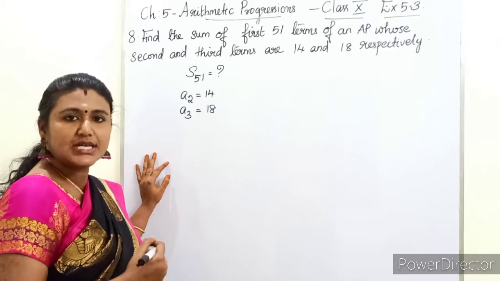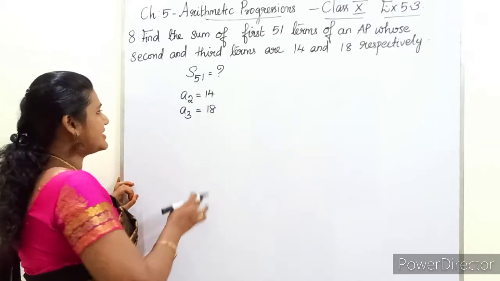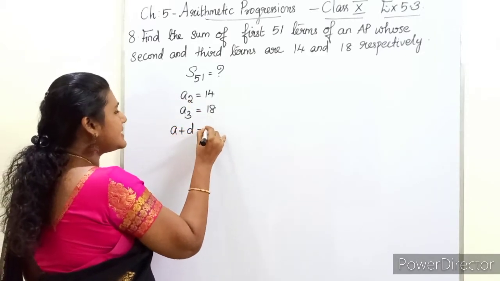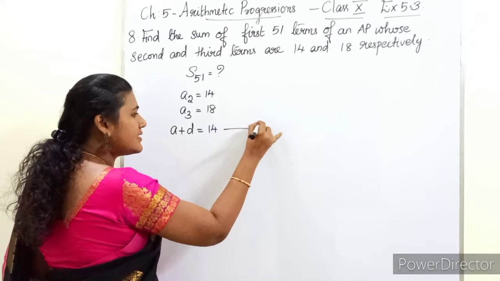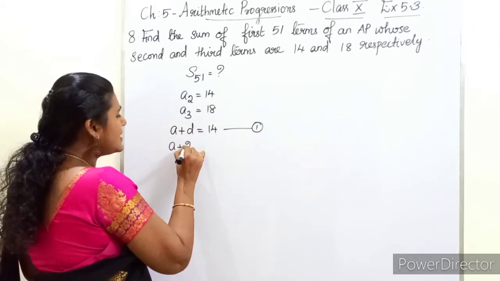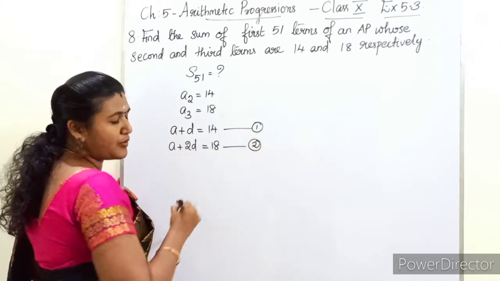Those two equations we will solve and find out the values of A and D first. What is the formula for A2? A plus D is equal to 14. So this is the first equation. Now what is the A3 formula? A plus 2D is equal to 18. So this is the second equation.